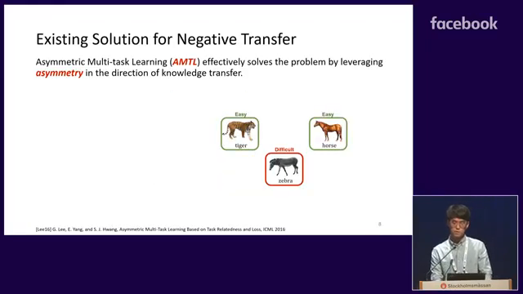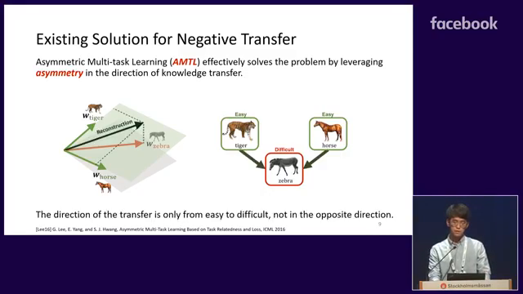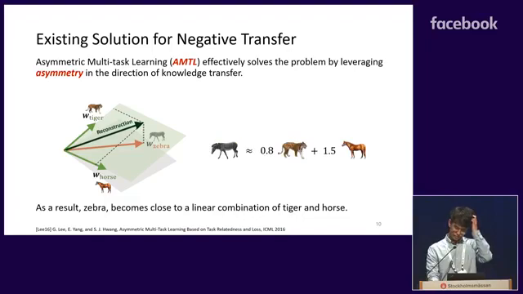A recently proposed method, AMTL, effectively solves the problem by leveraging asymmetry in the direction of knowledge transfer. AMTL basically assumes a set of disjoint learners, unlike previous examples. And based on that, AMTL tries to reconstruct the model parameters for difficult tasks as a linear combination of model parameters for easy tasks. Here, the direction of the transfer is only from easy to difficult and not in the opposite direction. This asymmetry is the most crucial part in preventing negative transfer in AMTL. And as a result, the model parameters for zebra becomes close to a linear combination of the model parameters for tiger and horse.